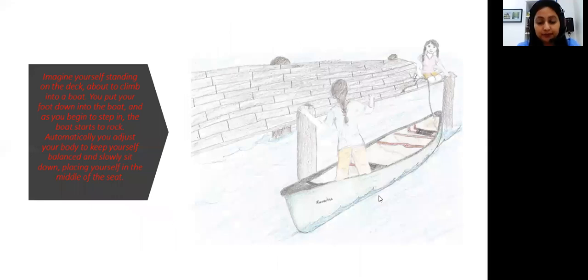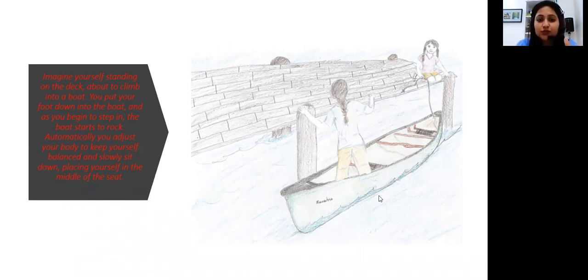Let's take an example. You're standing on a deck and you're about to go inside a boat. What is happening? You are hearing a lot of noises around, you're watching so many things around which are not relevant. So what does your brain do? You filter out the information which is not required, and you focus on estimating the distance between you and the boat using your visual system.